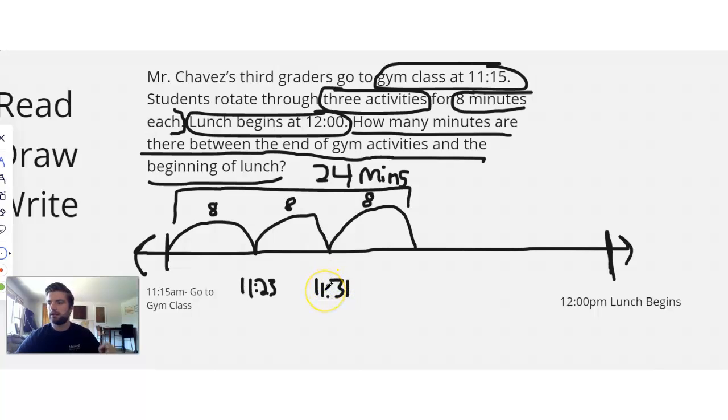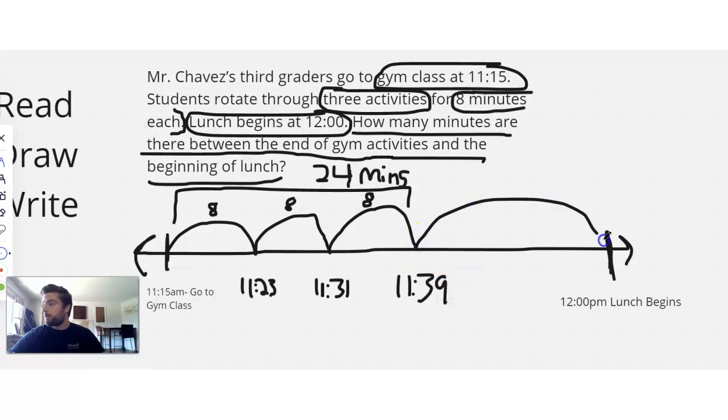And finally, 11:31 plus 8 more minutes: 32, 33, 34, 35, 36, 37, 38, 39. You guys notice I'm counting on my fingers. That's okay. Use your fingers to your advantage when you're working with numbers less than 10. So 11:39 is when these activities end.